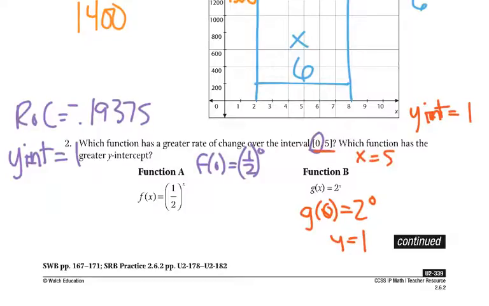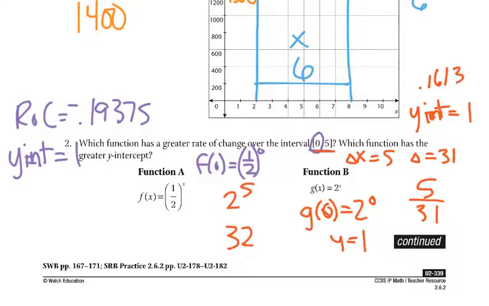Okay. The x is still 5. The change in the x's is 5. The change in the y would be, then we go 2 to the 5th. Well, 2 to the 5th we found out was 32, didn't we? So we'd go 32 minus 1, which would be 31 for y, so 5 over 31 would be our rate of change, which is 0.1613 if we round. Okay, so this one's negative, so it's decreasing, but it's decreasing at a slightly faster rate than this one, which is increasing.